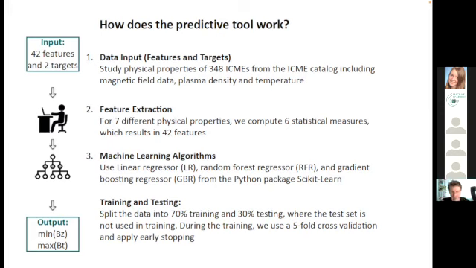Regarding training and testing, what we did was that we split from the beginning the whole ICME catalog into 70% training and 30% testing, where this test set is not further used in the training process, it's just used for the final validation. And during the process of training, we use a 5-fold cross-validation and also apply early stopping, which means that the model training is basically stopped some steps before it reaches the minimum in the loss function to prevent overfitting.